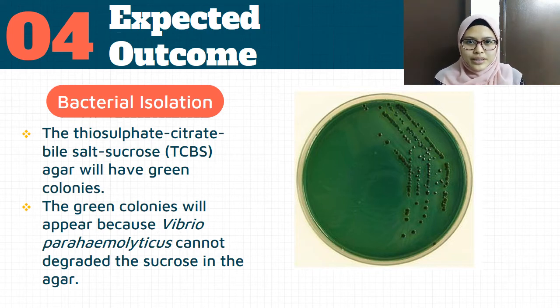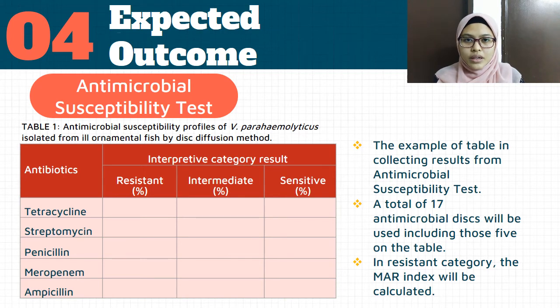Number 4. Expected outcome. The expected outcome from this study: first, from bacterial isolation, the green colony will be formed on TCBS agar because Vibrio parahaemolyticus cannot degrade the sucrose in the agar. Next expected outcome is from the antimicrobial susceptibility test. The result from this test will be interpreted into 3 categories, which are resistant, intermediate, and sensitive. In the resistant category, the MAR index will be calculated.